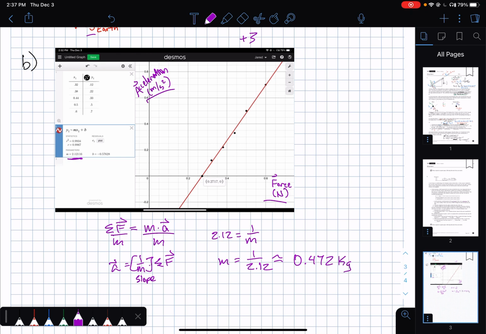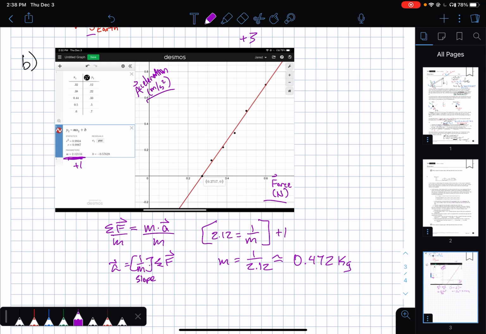kilograms. So the point breakdown for this was if I saw just some means of you getting the slope of your line of best fit, that got you a point. And then for setting that slope equal to the reciprocal of mass, that got you the next point.